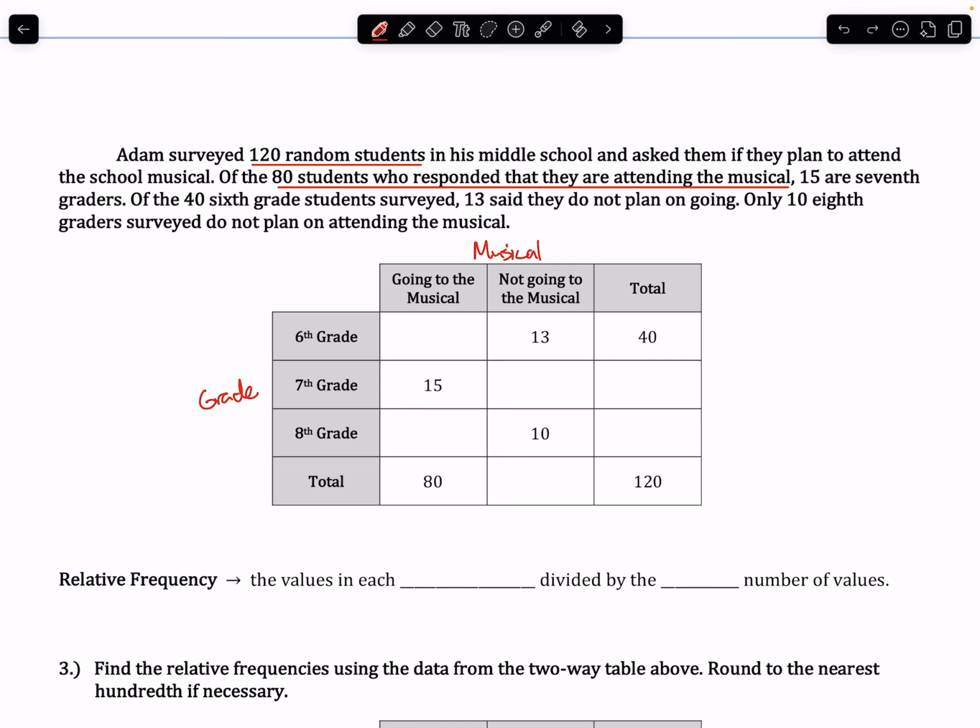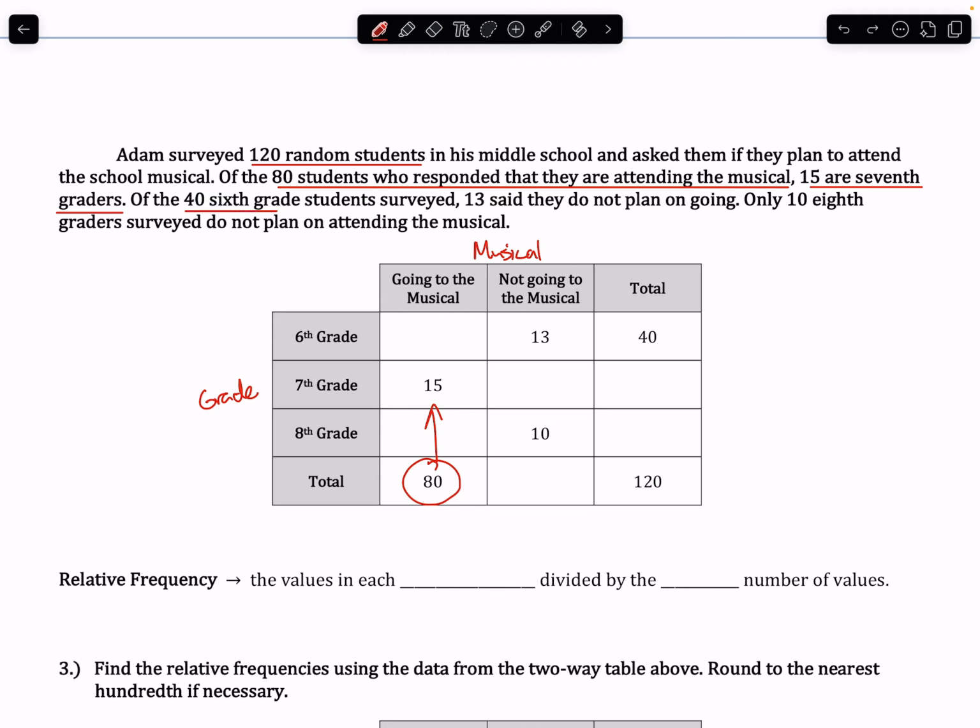It says 15 are 7th graders. So of those 80, it says 15 are in 7th grade. So that's where that number's coming from.